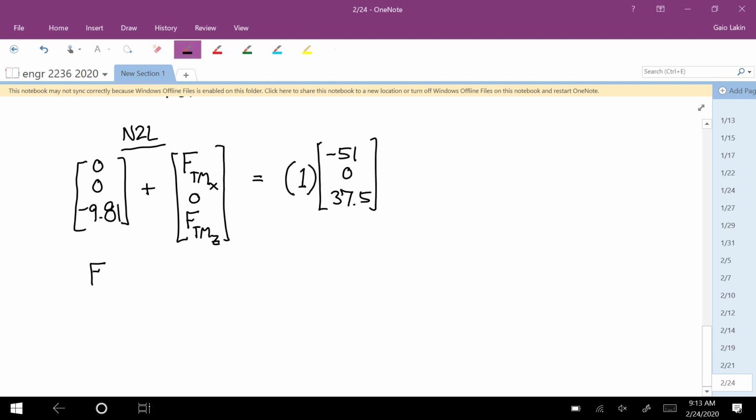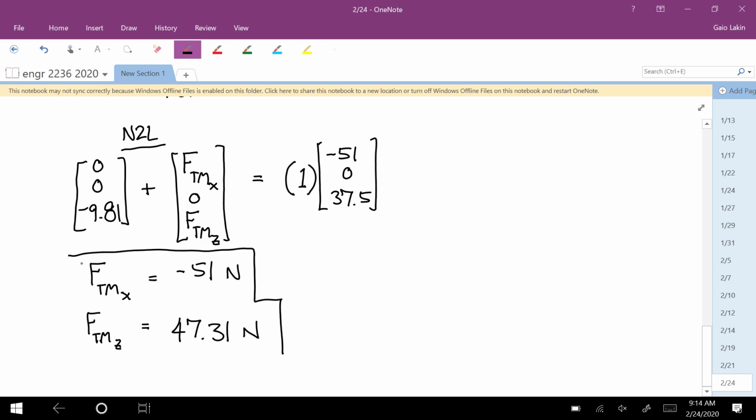And so FTMX is negative 51 newtons. And FTMZ is 37.5 minus 9.81, so that's 27.69. Oh yeah, added. So 47.31, something like that. So you just moved gravity over.